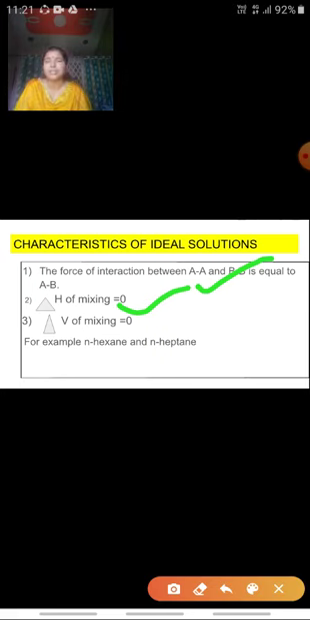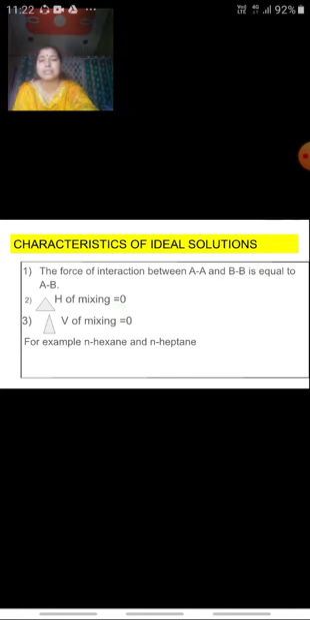Now, an example of an ideal solution is n-hexane and n-heptane. Similarly, another example is benzene and toluene. The next example can be chlorobenzene and bromobenzene. When bonds are breaking and new bonds are forming, then no energy change is taking place in such cases. So, such solutions are called ideal solutions. Hope you all have understood.